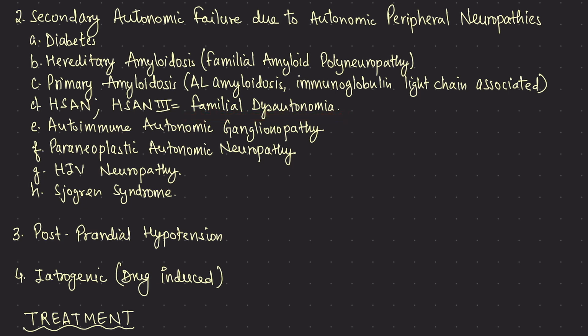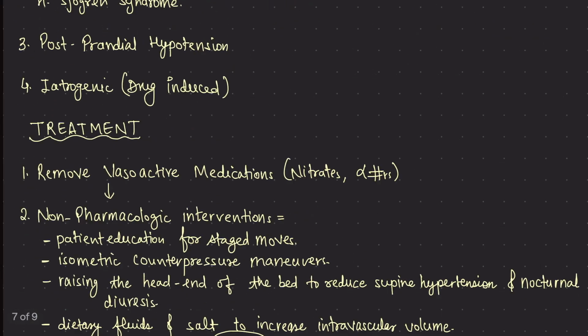Right. Autoimmune autonomic ganglionopathy, paraneoplastic autonomic neuropathy, HIV neuropathy, Sjogren syndrome. These are the causes of secondary autonomic failure. The reason are autonomic peripheral neuropathies. Right. Third category is postprandial hypotension. Fourth category is drug induced. What are the drugs which can cause orthostatic hypotension? They can be alpha blockers, they can be calcium channel blockers, and many others.